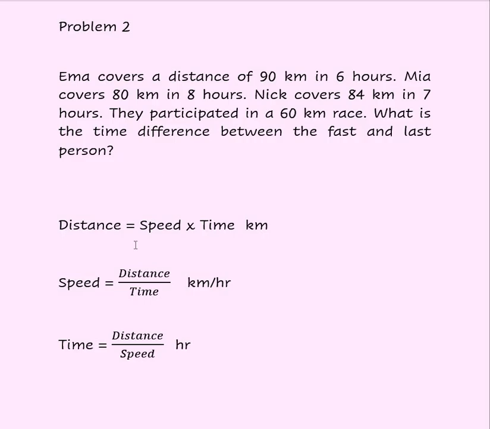We know that distance equals speed times time, and the unit is kilometer, and speed equals distance divided by time, and the unit is kilometer per hour, and time equals distance divided by speed, and the unit is hour.